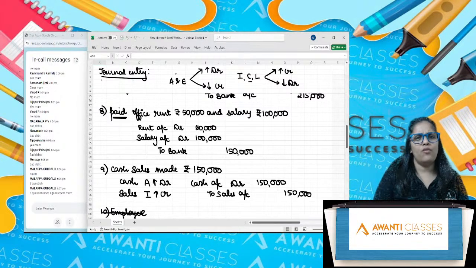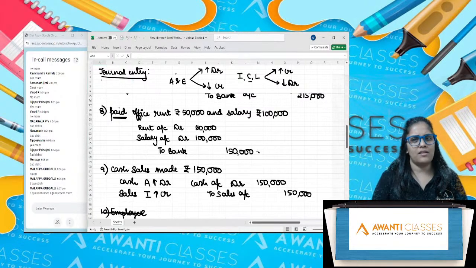We have paid office rent and we have paid salary. So money will go out, bank balance will decrease. So bank is an asset, decrease, credit. So that is why credit. And rent and salary are expenses, so debit.